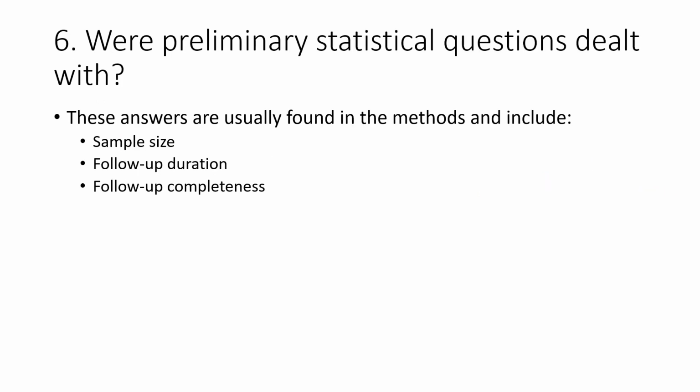The sixth question in your critical appraisal is, were the preliminary statistical questions dealt with? So what does that mean? These answers are usually found in the methods and include things like sample size, follow-up duration, and follow-up completeness. What that means, especially for sample size, is that you have enough subjects in your study that you can see a statistical difference between the research hypothesis and the null hypothesis.